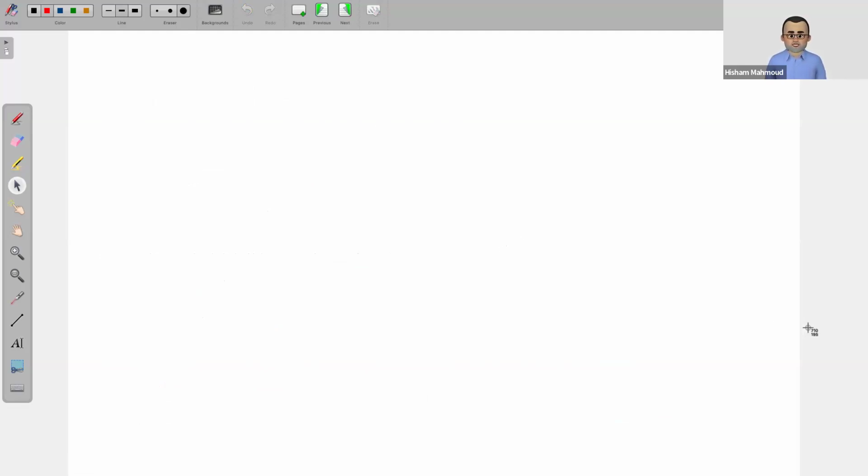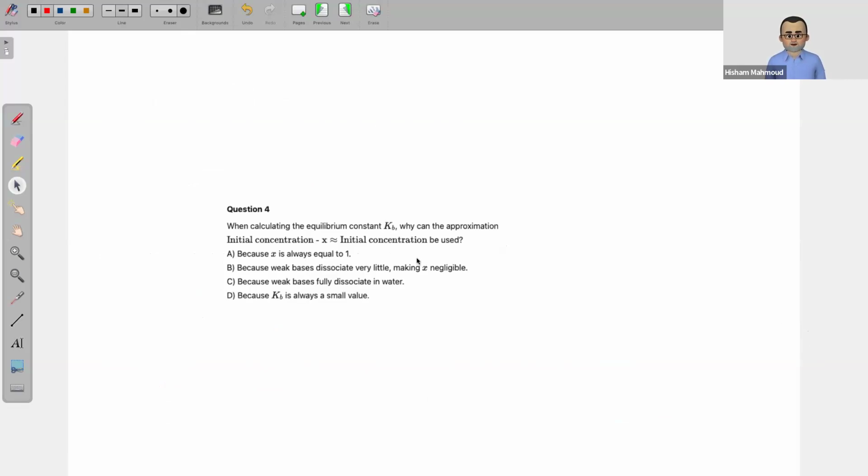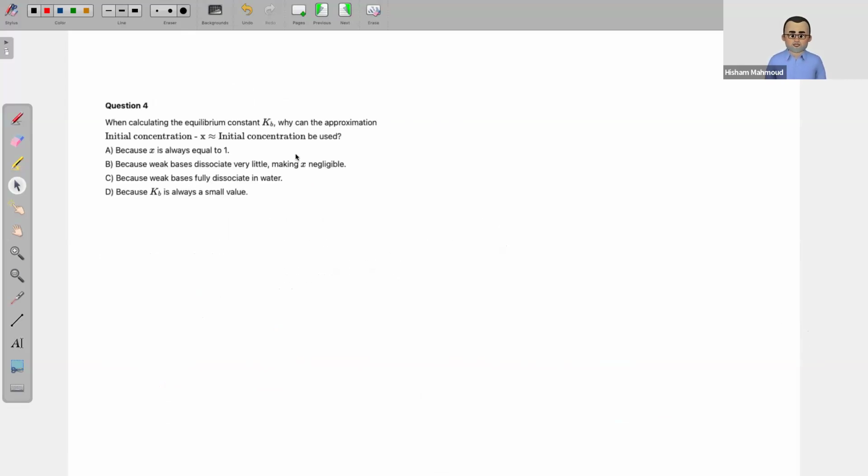When I'm calculating the equilibrium constant Kb, why can the approximation initial minus x equal to the initial concentration be used? The concentration is usually very, very small. We dissociate very little, so I can make this negligible. What does it mean? It means that if I have a base concentration of 1, and I have decreased a small volume, it's like saying that I have 1 million.